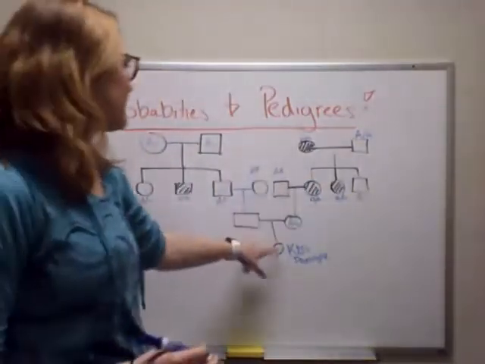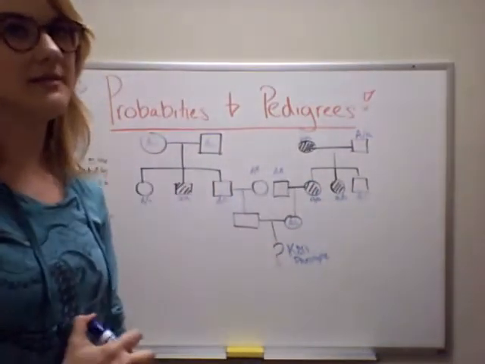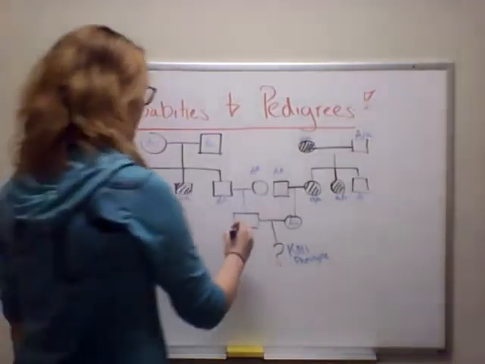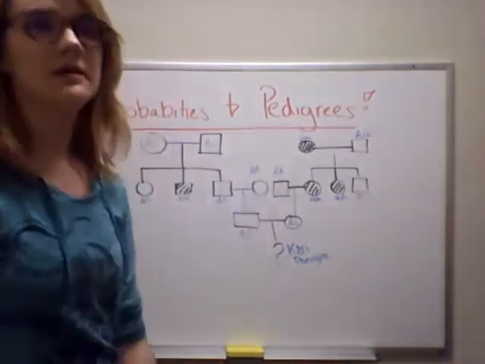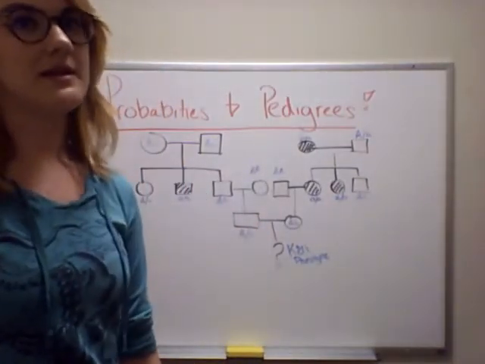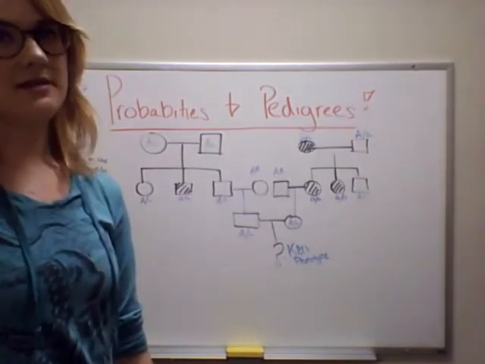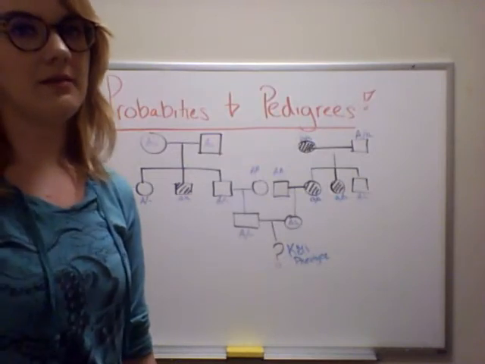Unfortunately, though, for the dad in this cross, we don't actually know what his second trait is going to be. We don't know if he's double dominant or dominant recessive. So what is the probability that the dad is going to be dominant recessive versus the probability that the dad is going to be double dominant?